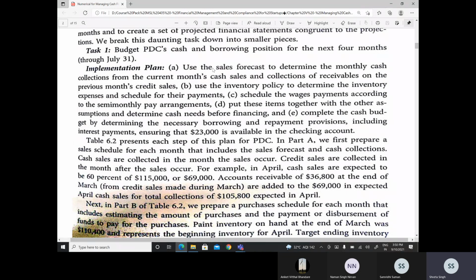Okay, so task 1 is... Samriddhi, because I'm not able to look at the students, in case anyone has a doubt or question, or they're raising their hands, or they put up something in the chat box, do let me know.